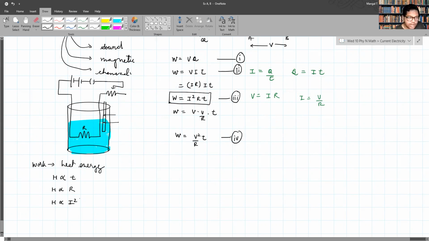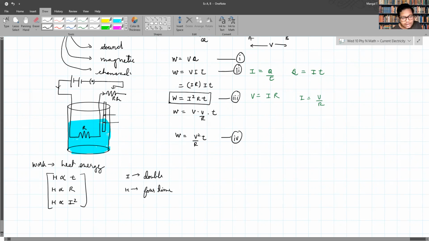Now how can you control current in this circuit? You have a rheostat. So with the help of a rheostat, if you reduce the resistance in the rheostat, you can allow a stronger current to flow. If you increase the resistance in the rheostat, you will allow lesser current to flow. And it is observed that if you make the current double, then the heat will become 4 times. Okay, so this is the relation between heat and current.